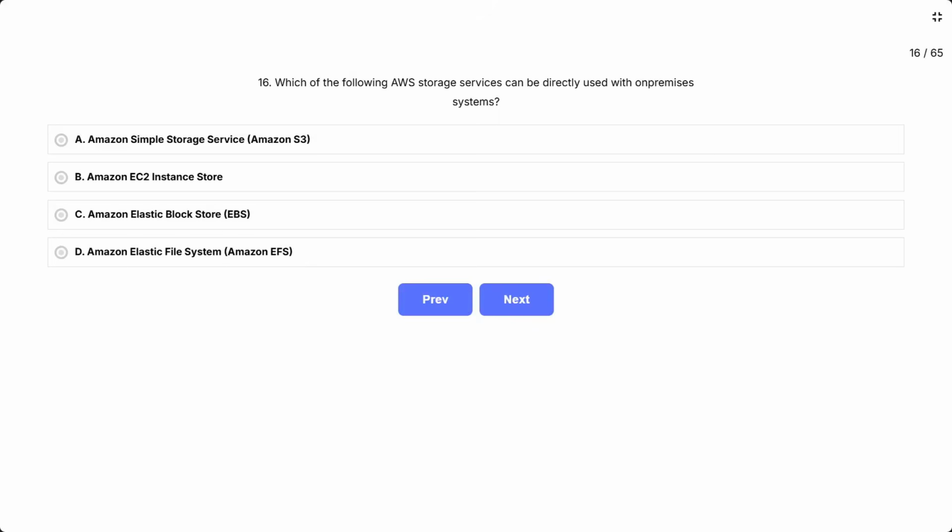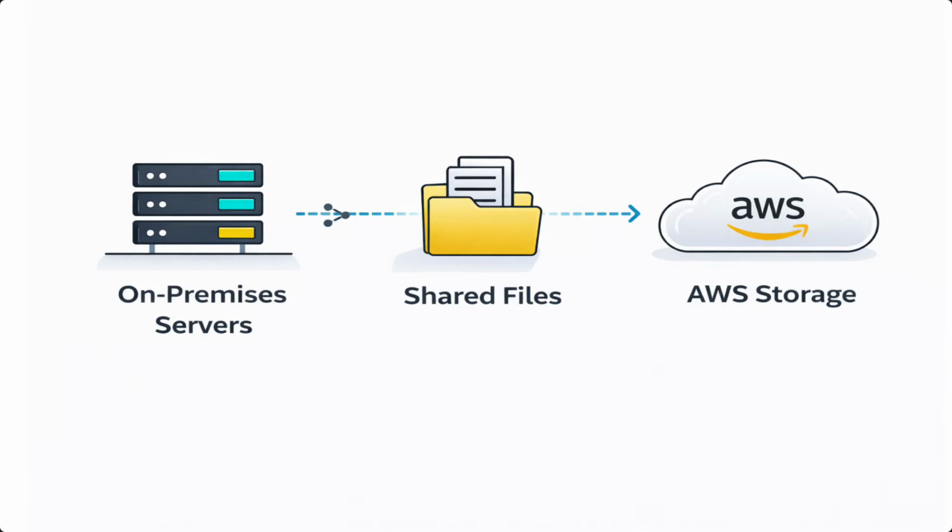Question 16. Which of the following AWS storage services can be directly used with on-premises systems? The options are A, Amazon Simple Storage Service, Amazon S3. B, Amazon EC2 Instance Store. C, Amazon Elastic Block Store, EBS. D, Amazon Elastic File System, Amazon EFS. This question is asking which AWS storage service you can connect to directly from your on-premises servers as if it were a normal shared file system. Think of it as which AWS storage lets my data center servers mount and use AWS storage over the network.